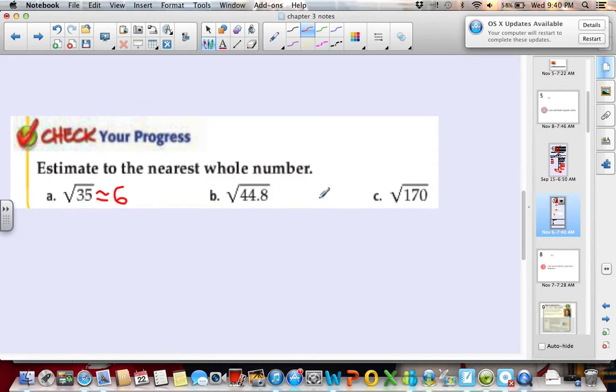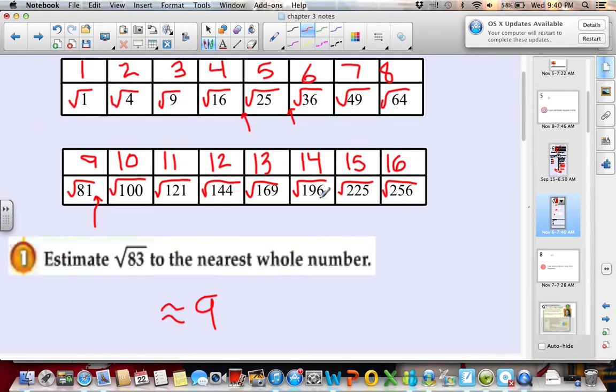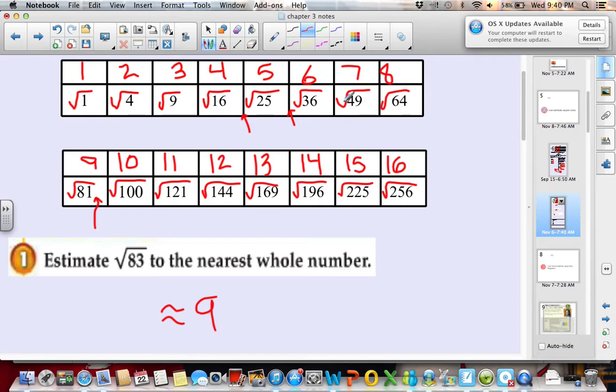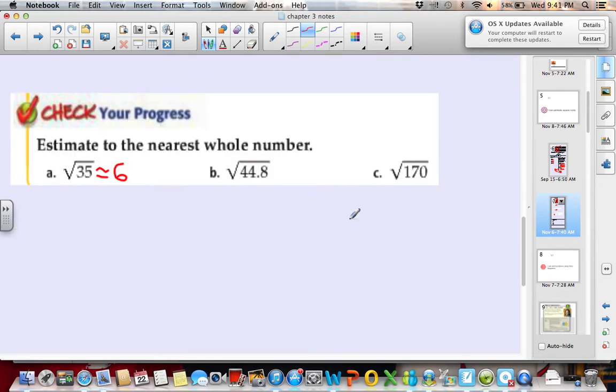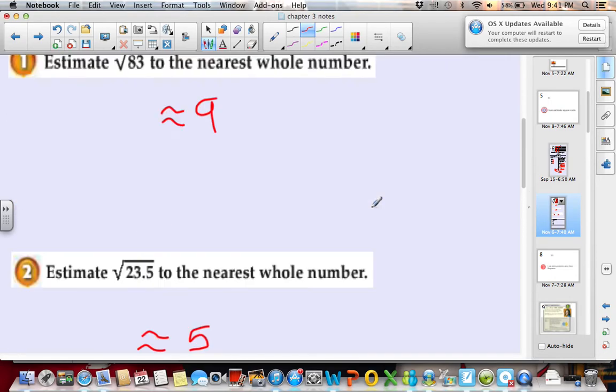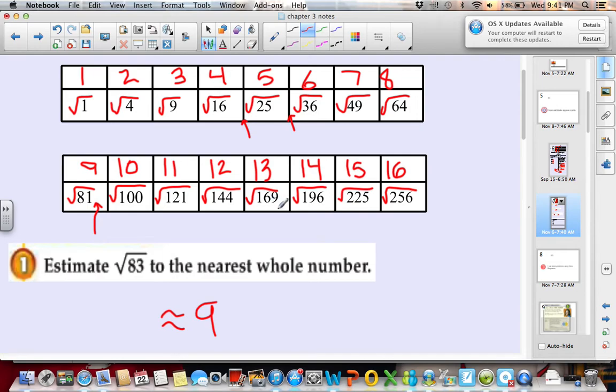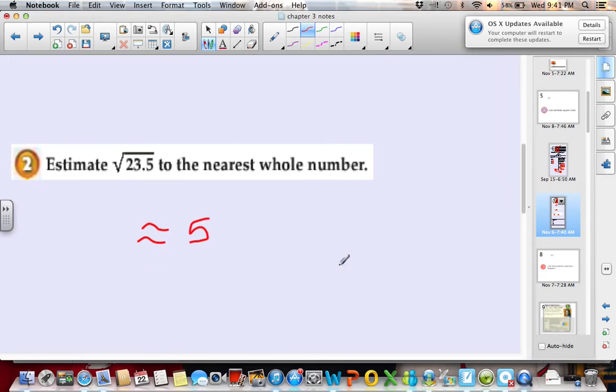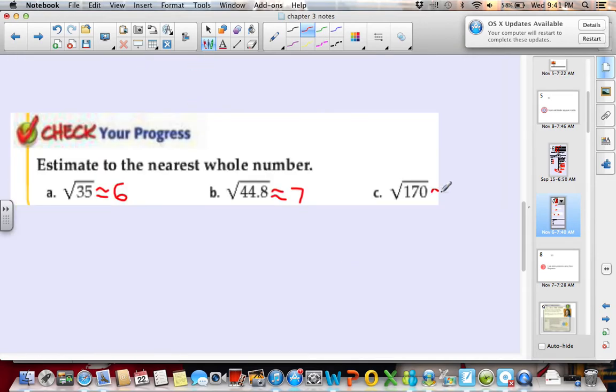44.8, I know, is very close to 49, and it's closer to 49 than it is to 36. So we're going to round up to approximately 7. And then I have the square root of 170, which is super close to the square root of 169. So this is approximately 13, because 13 squared is 169, which is super close to 170.